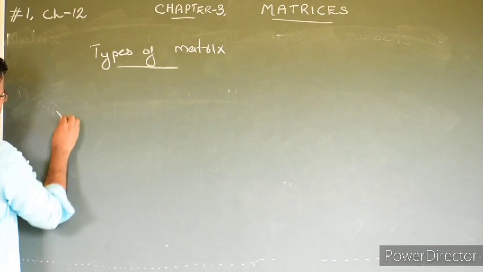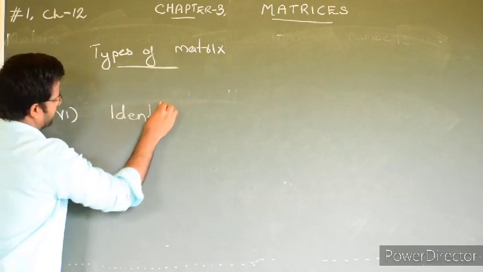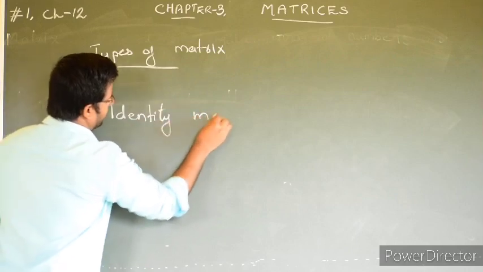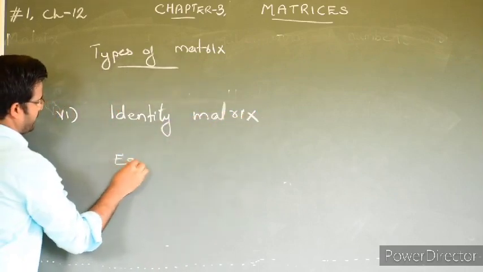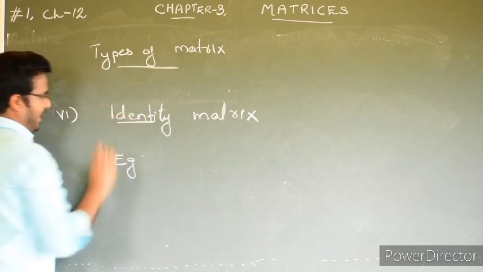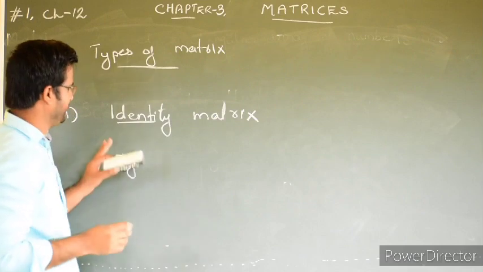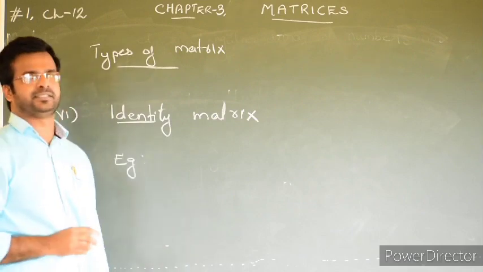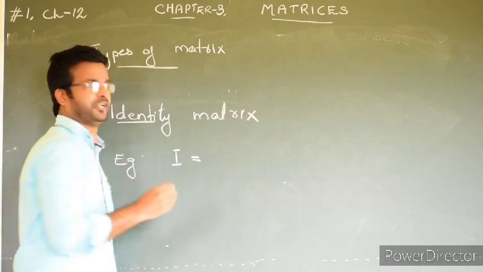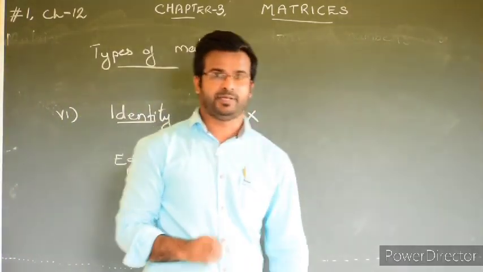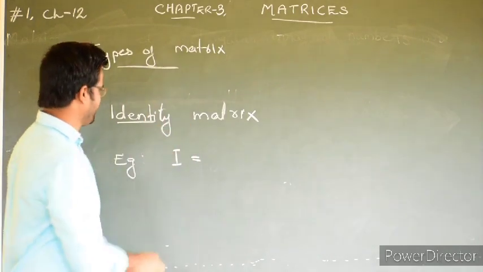The next type, identity matrix. Let's see one example. Identity means 1. 1 will be known as identity. Then identity matrix will represent only I, capital letter I. We cannot use A, B, C, any alphabet. We will use only I for representing identity matrix.